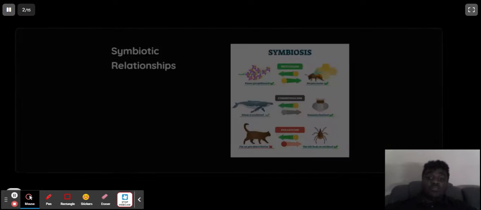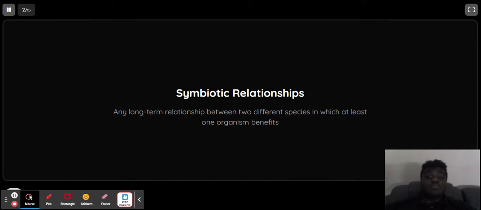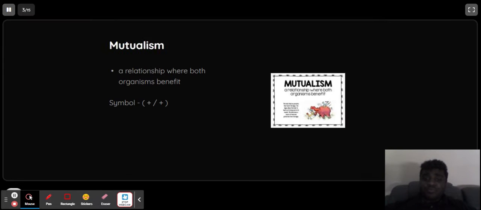Remember, symbiosis is any long term relationship between two different species in which at least one organism is going to benefit. The key there is that it has to be something long term. Those species are interacting for a long period of time. And of course, at least one of those organisms has to benefit from the relationship, or otherwise, it's not going to be symbiotic. The first one we're going to talk about is called mutualism.